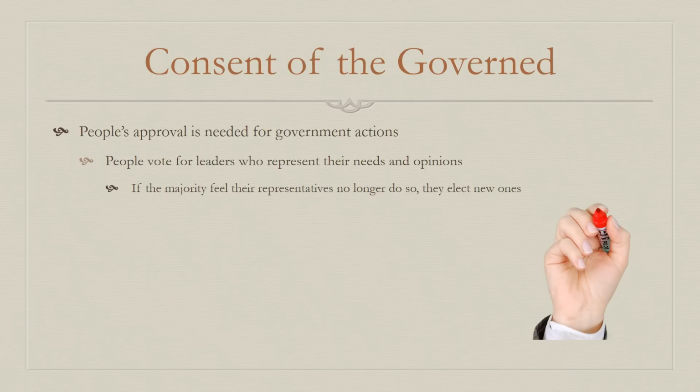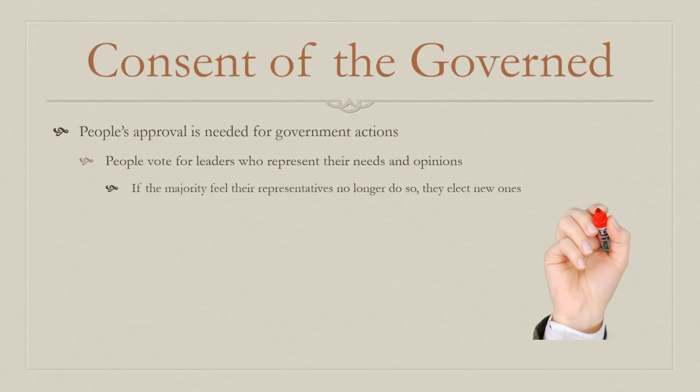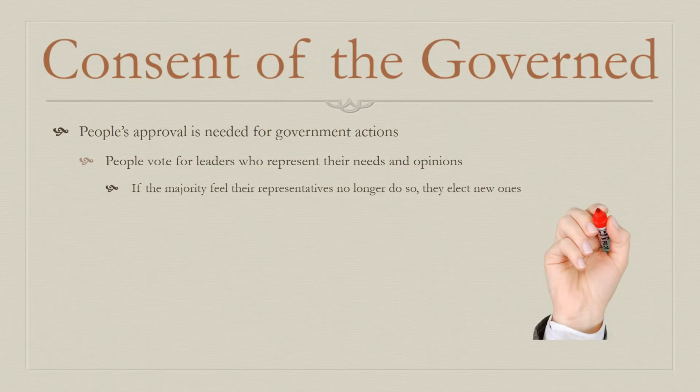Going hand in hand with popular sovereignty is consent of the governed. It is impossible for the power to start with the people if the people don't have a choice over who governs them. In fact, the United States is a republic, meaning that the people in charge are elected. There is no unelected king, queen, or religious leader. The people instead have a say in who gets power.